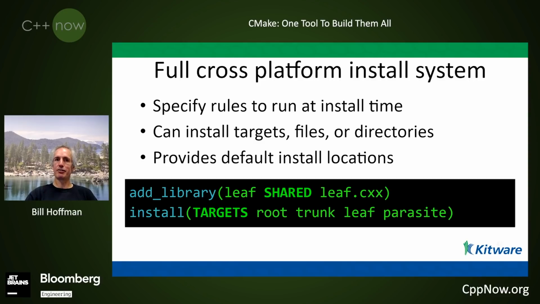CMake also includes a full cross-platform install system where you can specify rules to run at install time. It can install targets, files, or directories, and it provides default installation locations. So I've got this add library and then install. And again, in these couple little commands, there's a lot going on. And there's a lot of code behind this, and a lot of work and effort to make this follow standards on different operating systems, and then to work as well as it can across all the platforms.